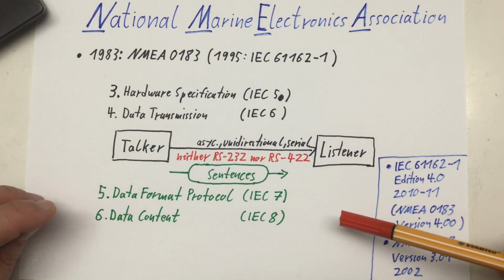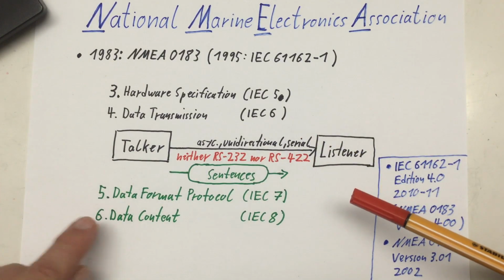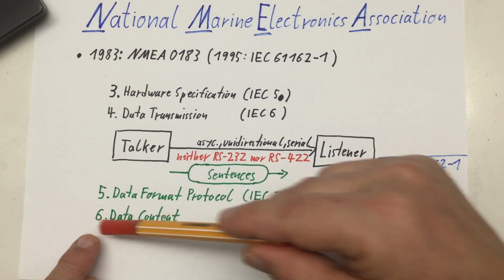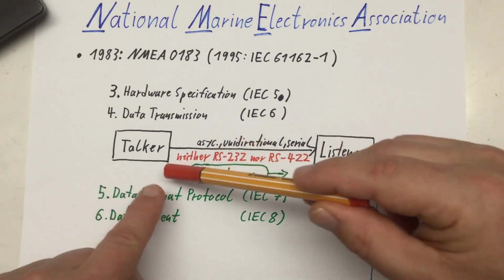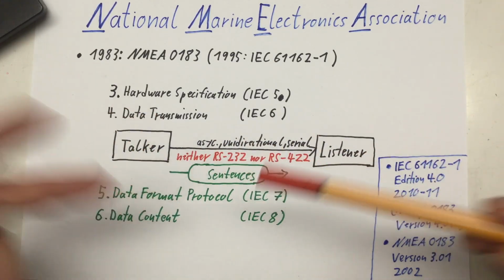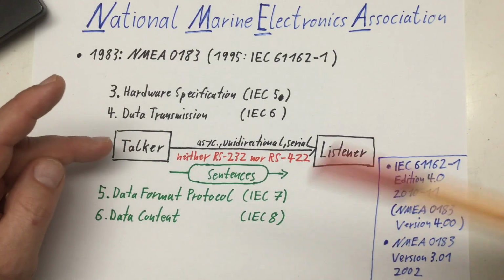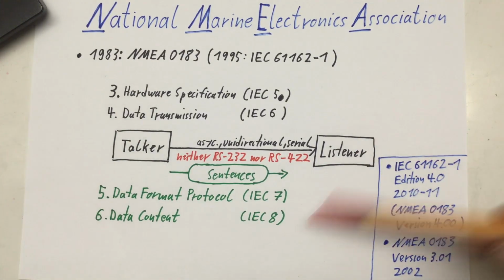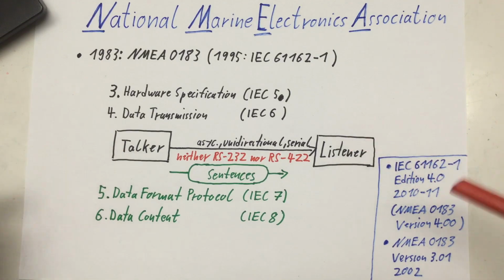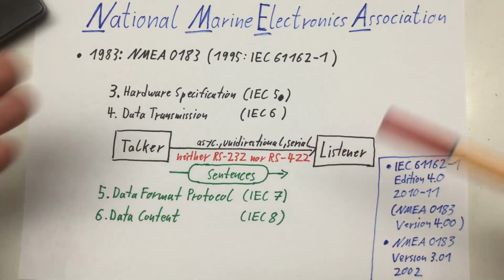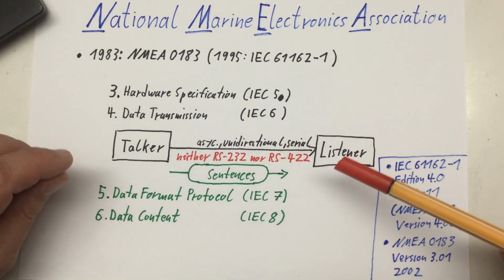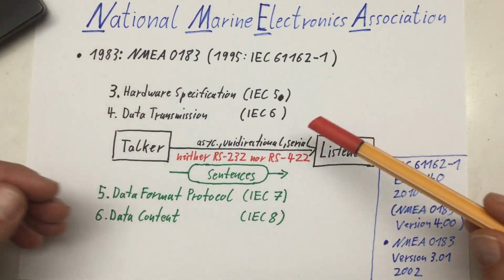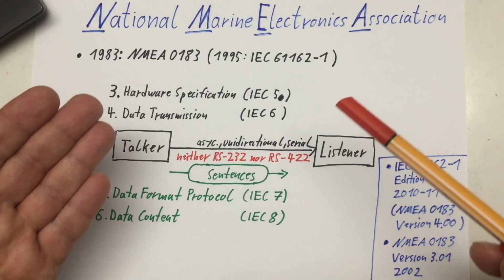What I really want to talk about today and in some following videos is number 5, data format protocol, and number 6, data content within the IEC standards, numbers 7 and 8. And they define the sentences, that's the wording of the standard, that are transmitted from the talker to the listener. And why does the standard speak of talkers and listeners and sentences instead of, for example, transmitters, receivers, and messages? Well, your guess is as good as mine. I think it was 1983, Coke and LSD.